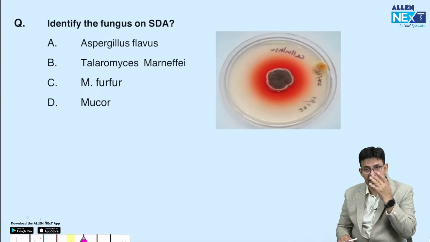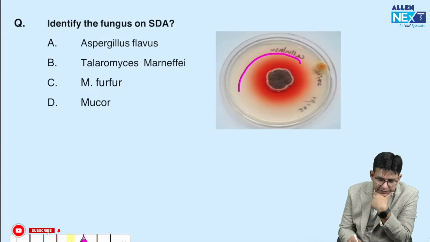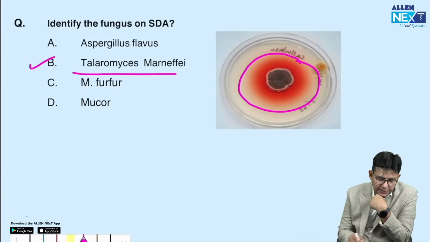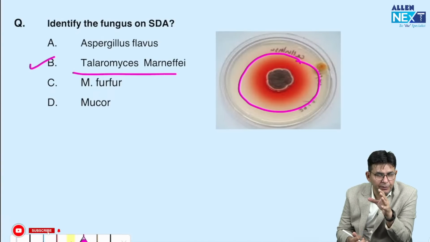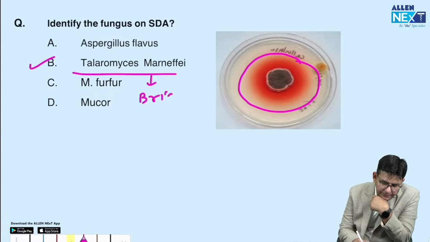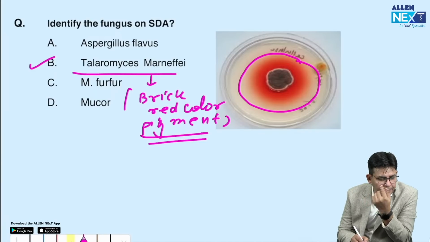Now, I think this can come in your exam, and it can be an INI-CET question also. We are talking about this reddish colored stuff on this particular culture plate. We are talking about Talaromyces marneffei. Before, it was termed Penicillium marneffei, and it is producing a brick red color pigment. It produces what? Brick red color pigment, and a brush border conidial arrangement is observed in this particular dimorphic fungus.